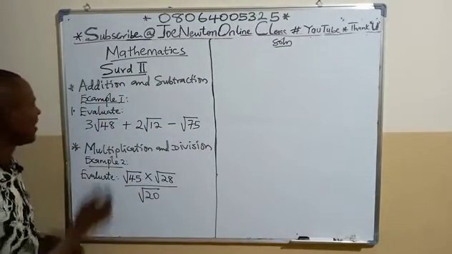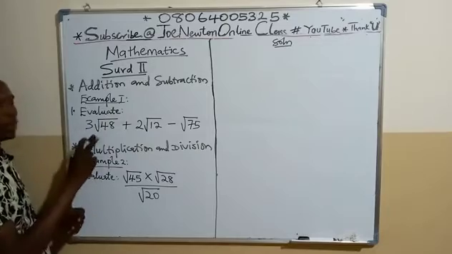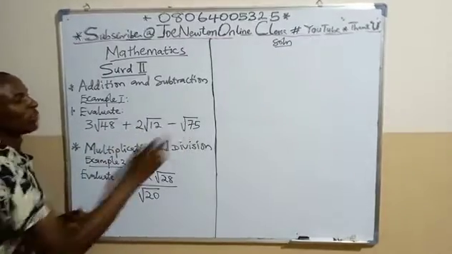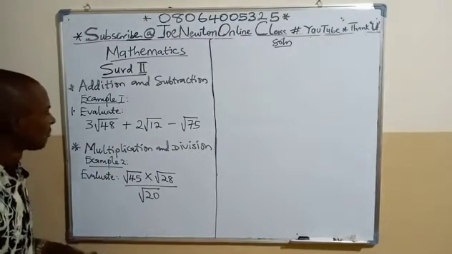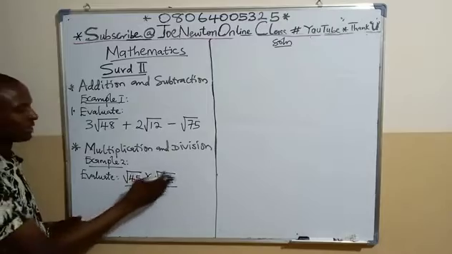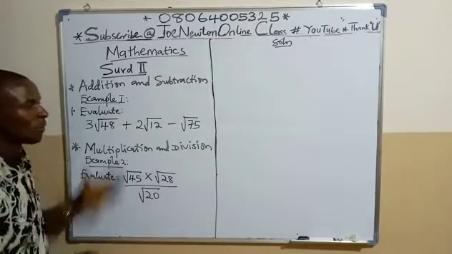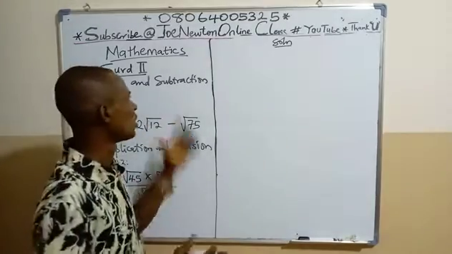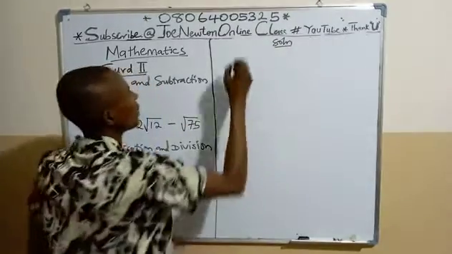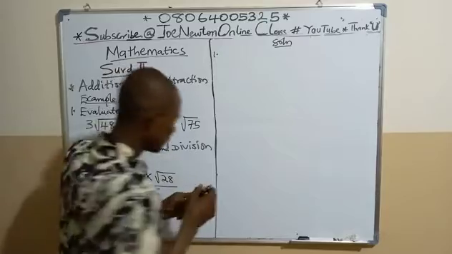Number one question says, evaluate 3 root 48 plus 2 root 12 minus root 75. Then number 2 says, evaluate root 45 times root 28 over root 20. We take them one by one. The first one is from addition and what? Subtraction, the combination. Solution for number one question.